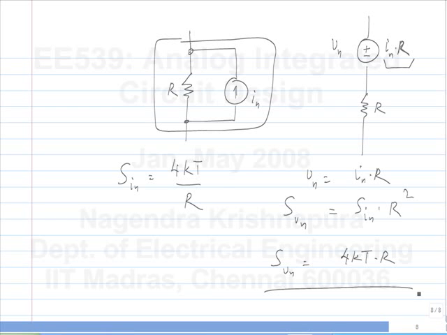So here is where the question he asked comes in. If you look at the current expression, it looks like the noise reduces with increasing resistance. And if you look at the expression for the spectral density of the voltage, it looks like the noise is going to increase if you increase the value of the resistance. So which is right? Is there any contradiction here?